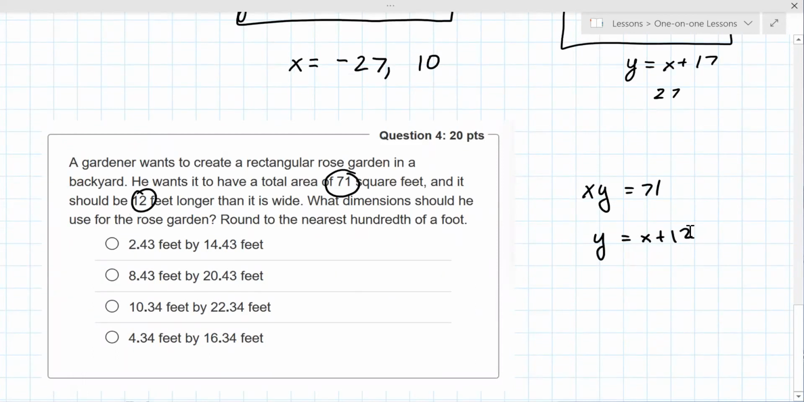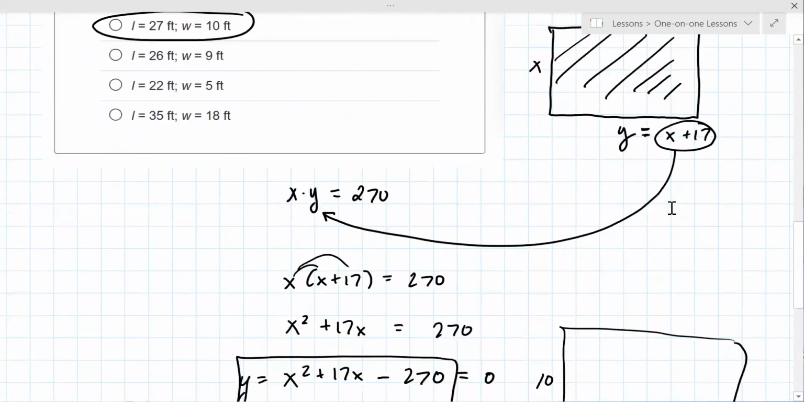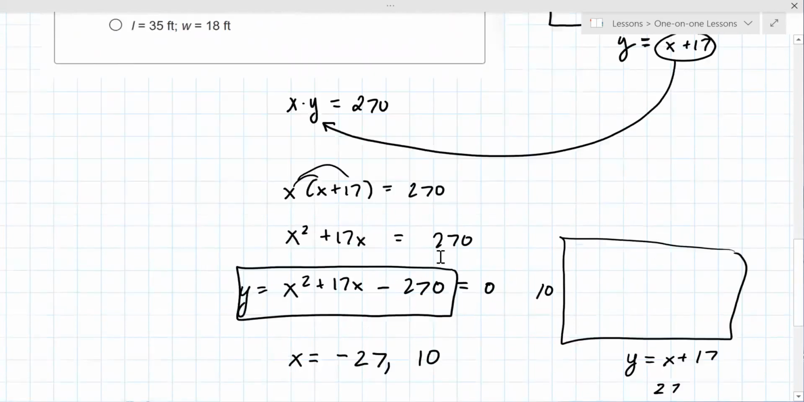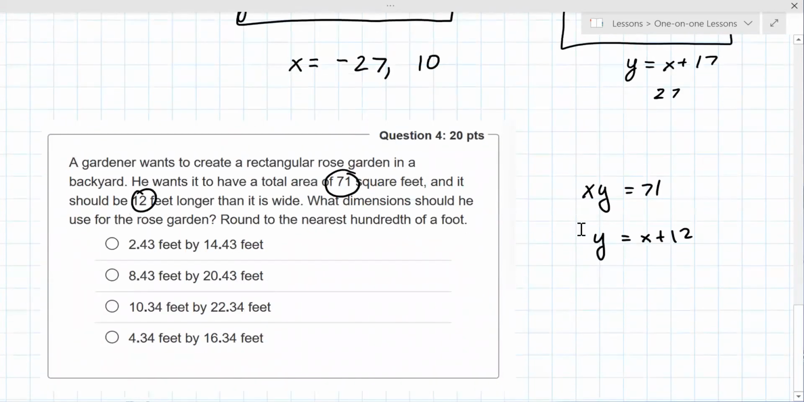Let me see. I need to put x plus 12 in parentheses and put x in for both. That's right. You're substituting in for y. Oh, for y. Okay.